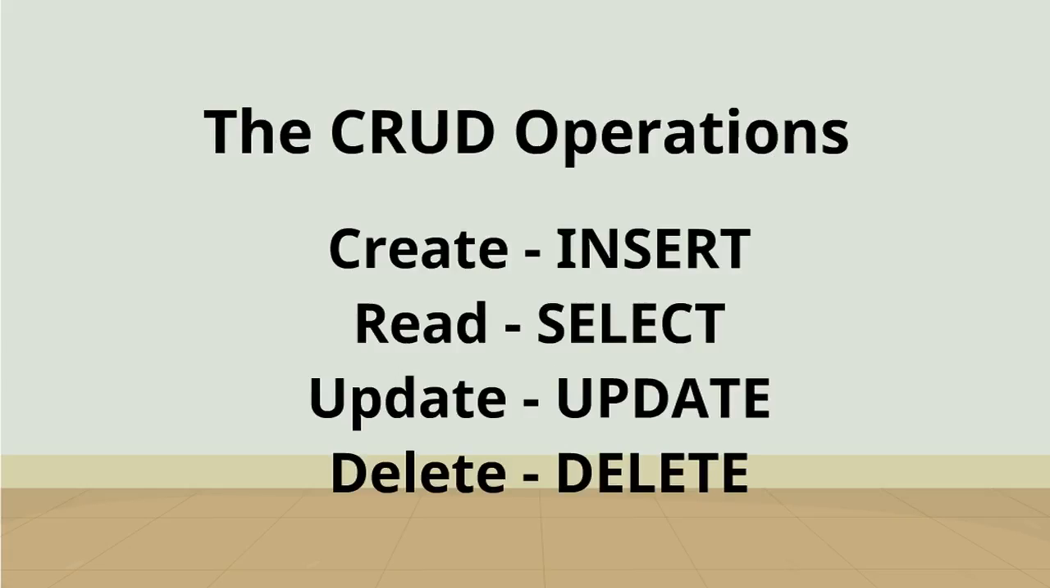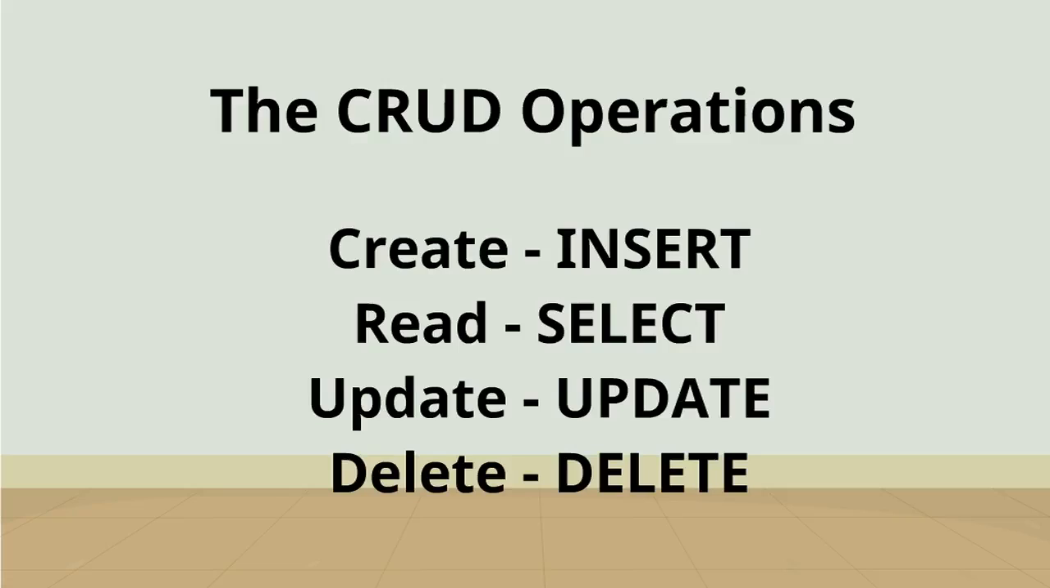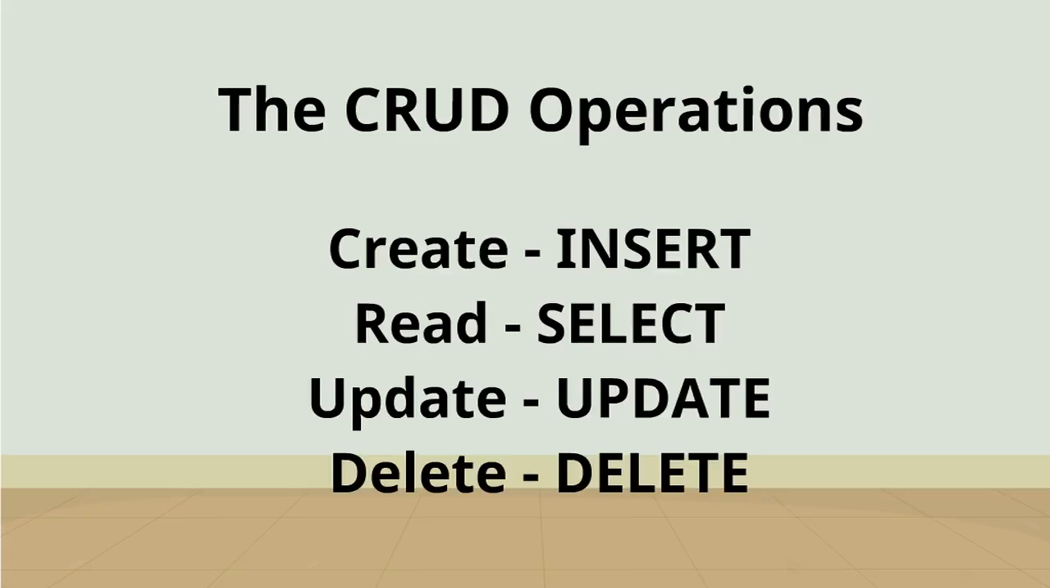In SQL, there are 4 main data manipulation language operations, also known as the CRUD operations, that exist. For creating new data, we have the insert operation. For reading data, we have the select operation. For updating data, we have the update operation. And for deleting data, we have the delete operation in SQL. These are also known as the data manipulation language in SQL, or DML operations.